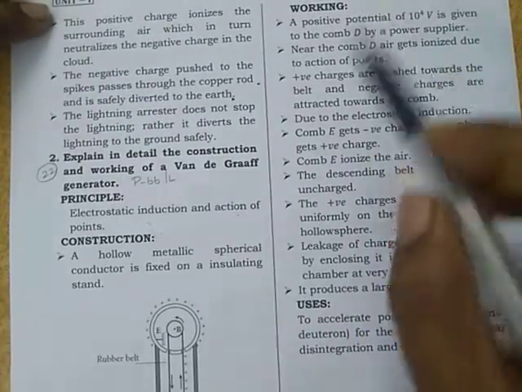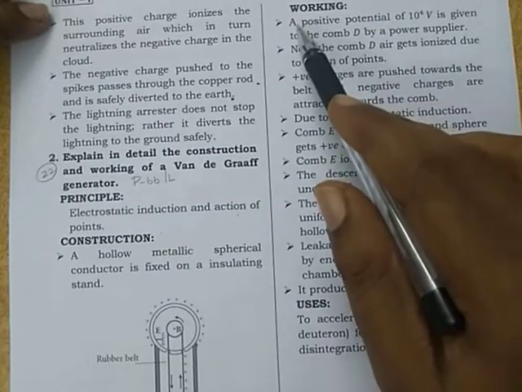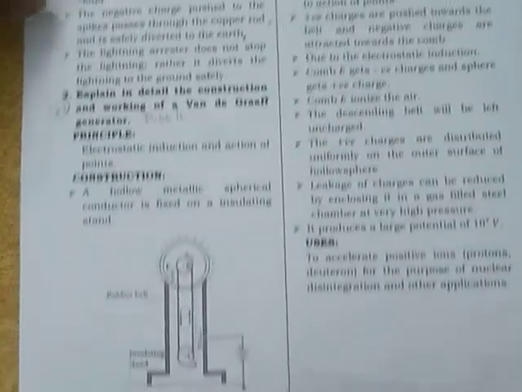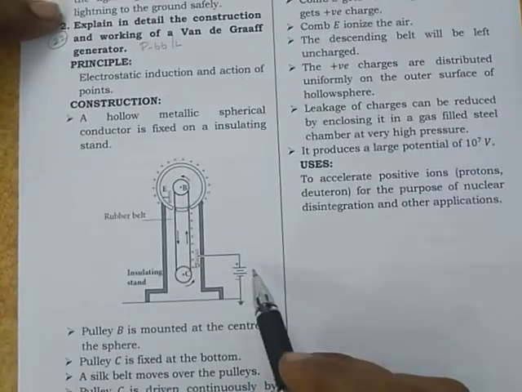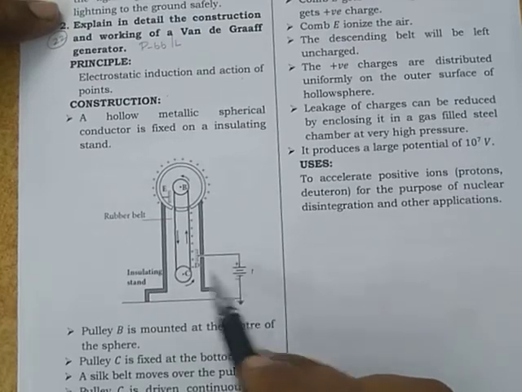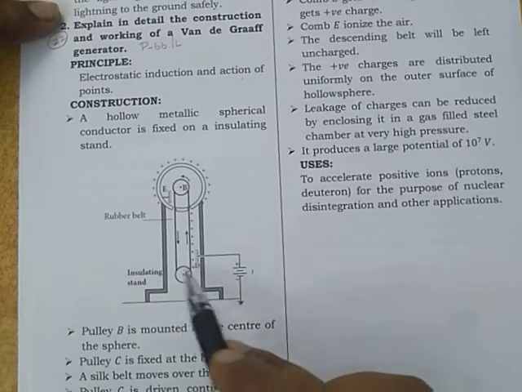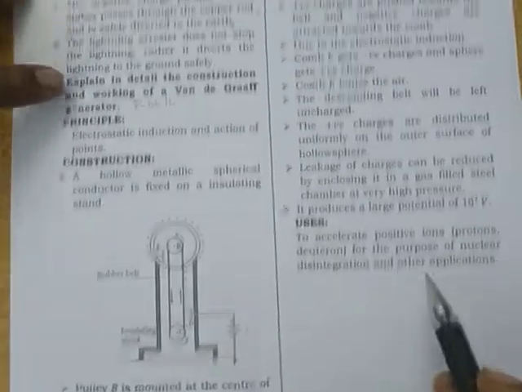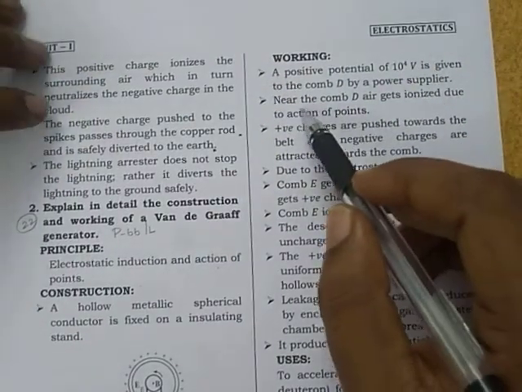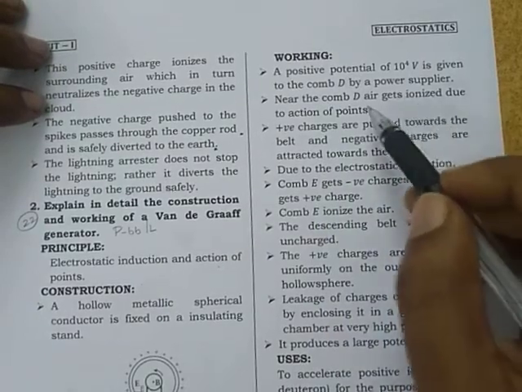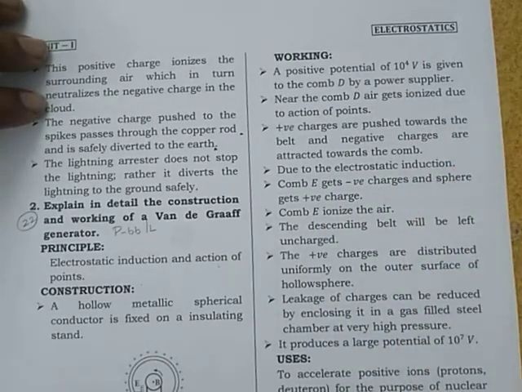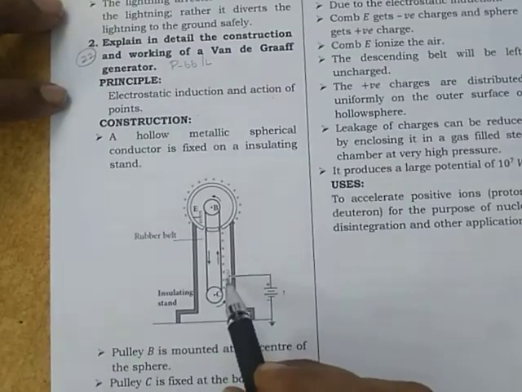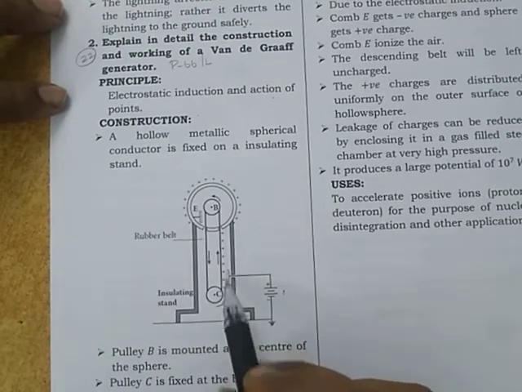Working means we have to apply the principle. Here we are applying a positive potential of 10 power 4 volt near the pulley C by the help of the needle D. Near the comb D the air gets ionized due to the high potential. Since we apply high potential, the air between the belt and the needle will be ionized.